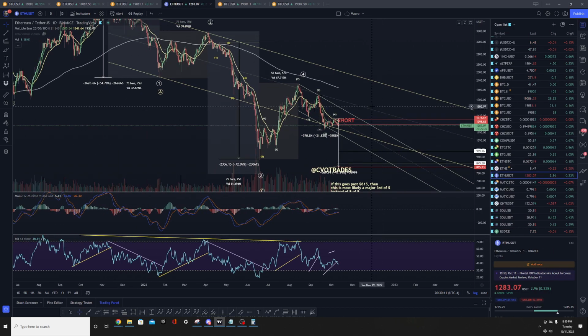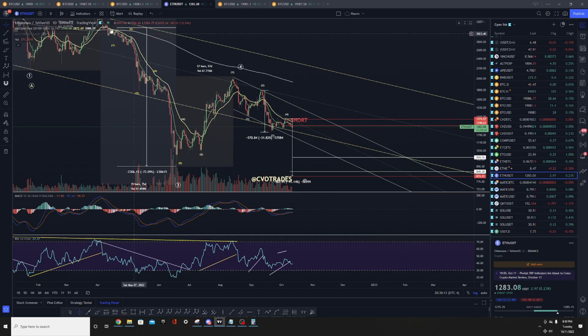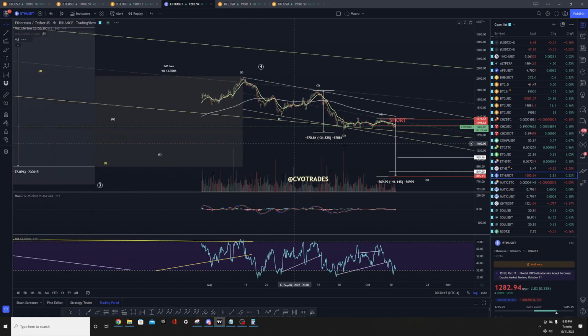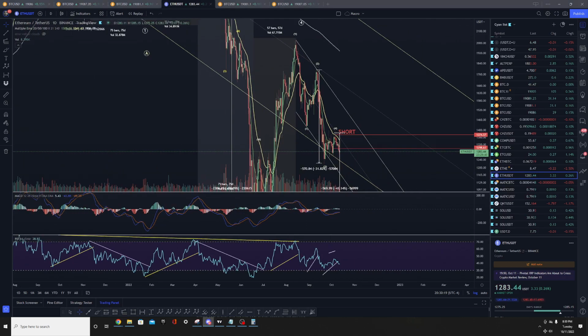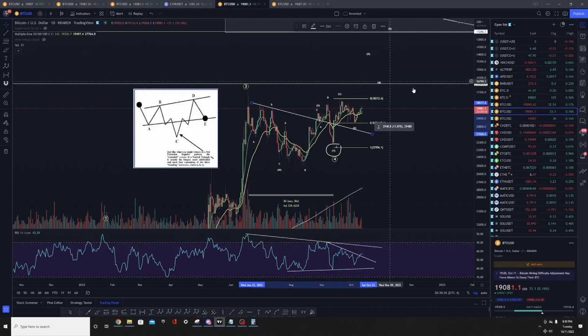Let's look at ETH. ETH, I'm not sure on the exact structure. It could also be some kind of complex move. Let me see if I have the count. Maybe it's my inverted chart.